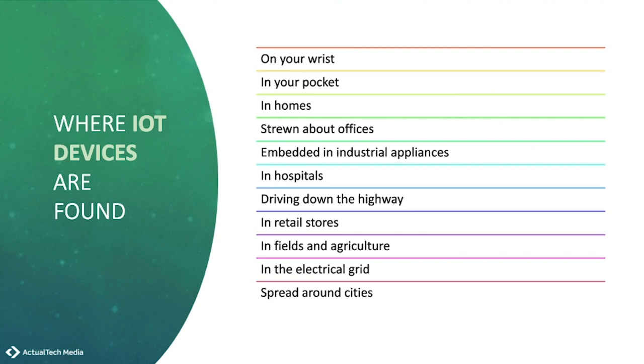And fields in agriculture. Agriculture has been transformed because of technology. The electrical grid spread around cities, smart cities, which we'll talk about a little bit later, in which Pivot3 actually has quite a lot of experience.